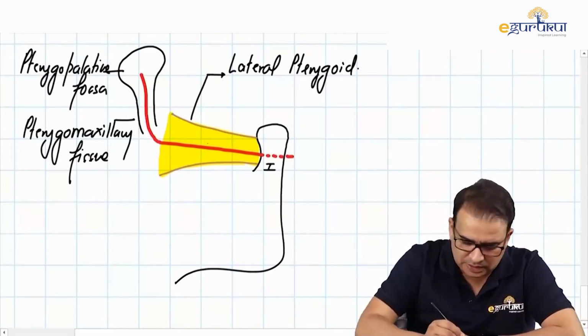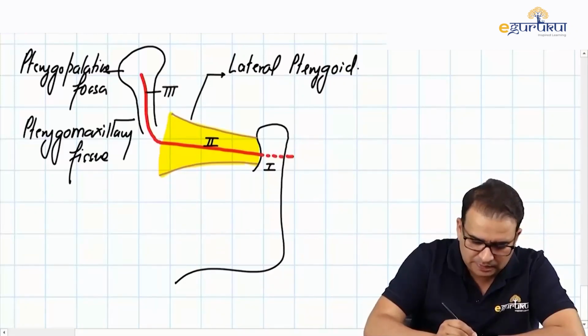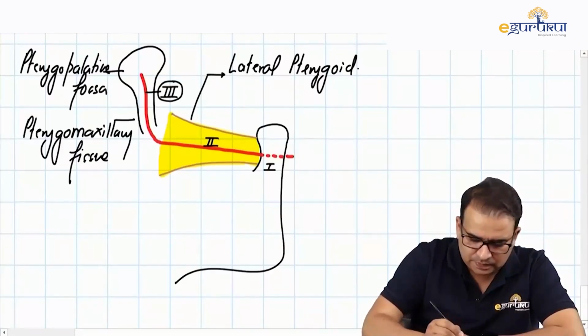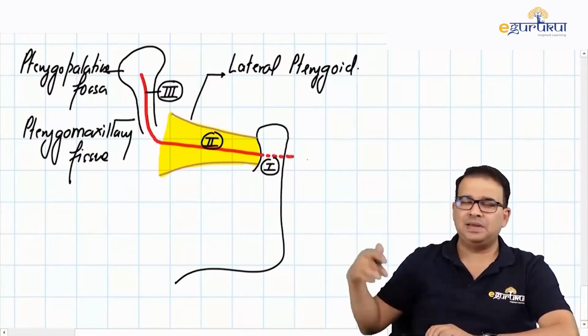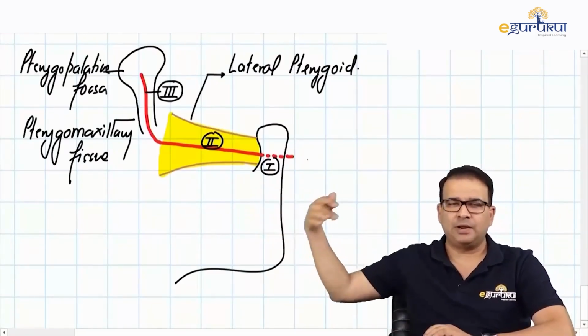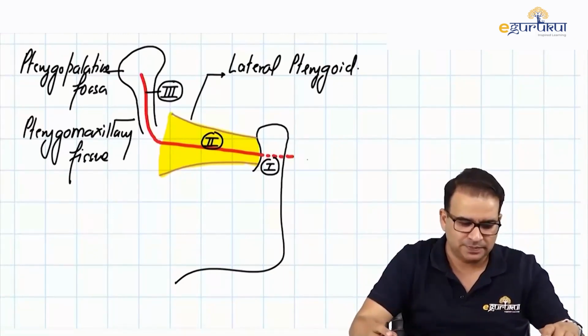The first part, the second part, and the third part. I don't think I have to write it down separately. You already would have understood: the first part is medial to or deep to the neck, the second part is at the lateral pterygoid, and the third part is in the fissure and fossa, the pterygomaxillary fissure and pterygopalatine fossa.